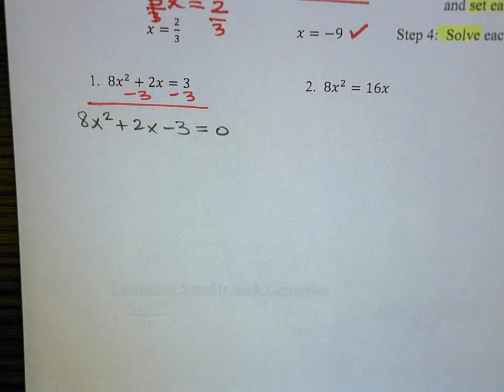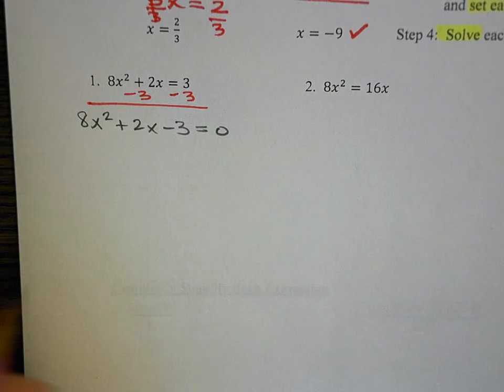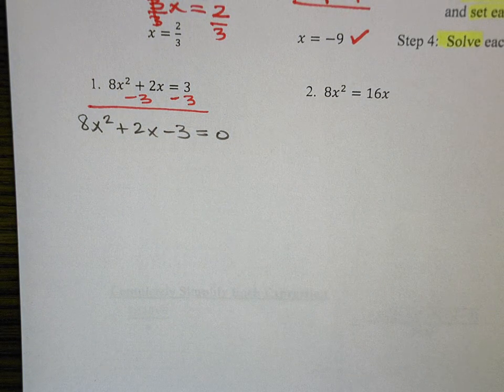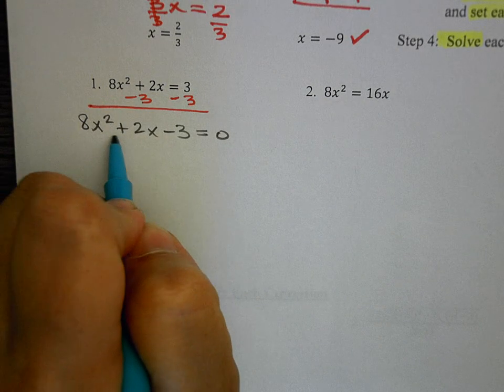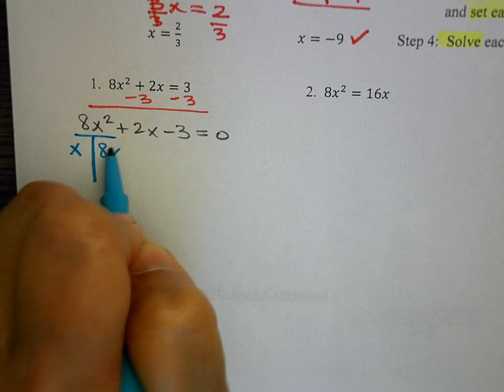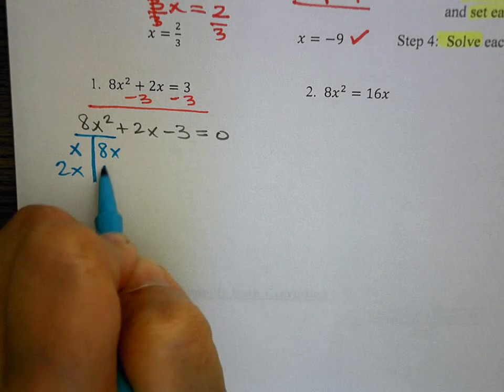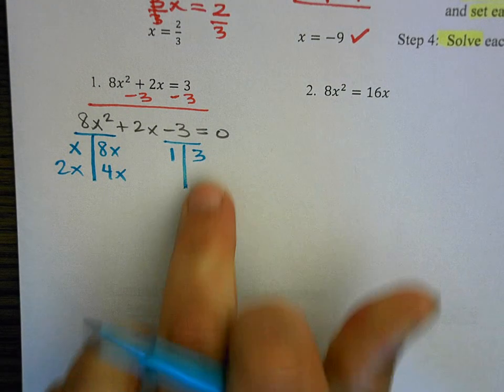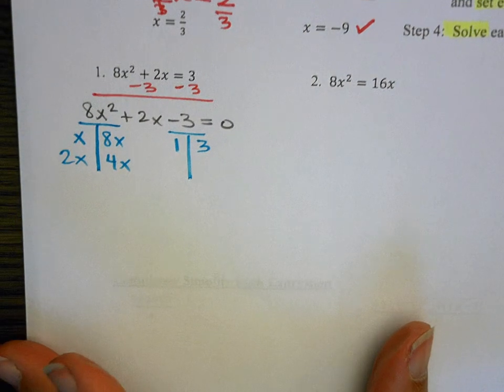And then from there, I want to factor. So I know I have trinomial factoring because I have 3 terms here. So I am going to do guess and check. So I'm going to do my factors of 8x squared. So x times 8x, 2x times 4x. And then my factors of 3 are 1 and 3, keeping in mind that one of those needs to be negative. Okay.